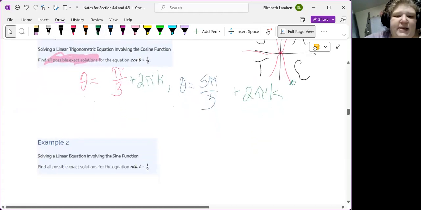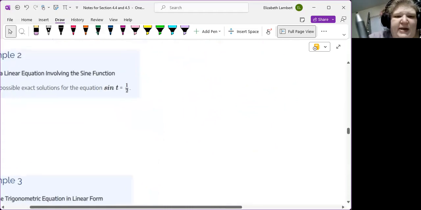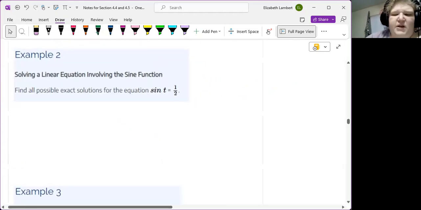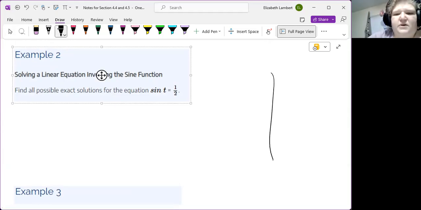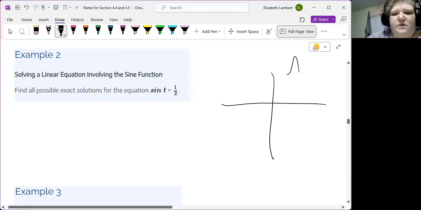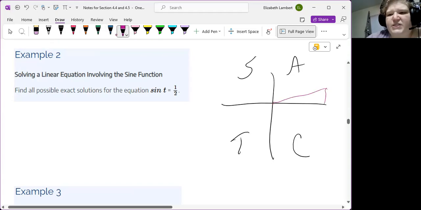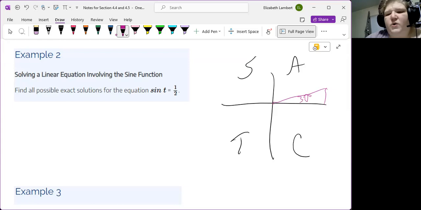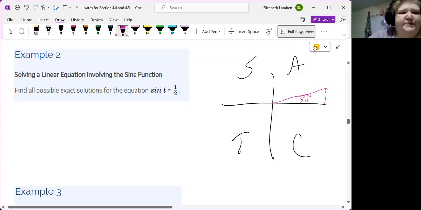All right, so same song, second verse, but now sine is 1/2. So that's the short side, but it's the vertical short side. See, that's where sine would be 1/2. That's our smallest angle. So this is 30 degrees, which is pi over 6.